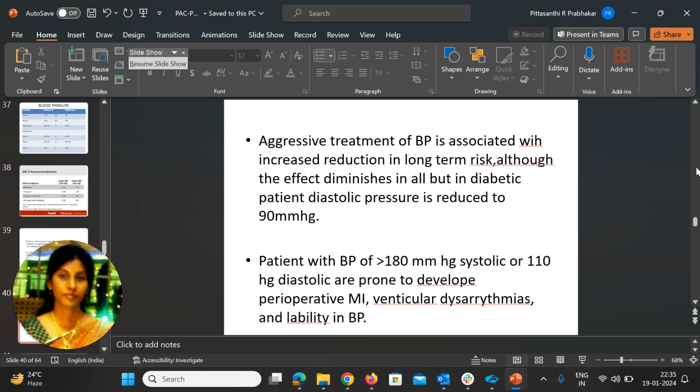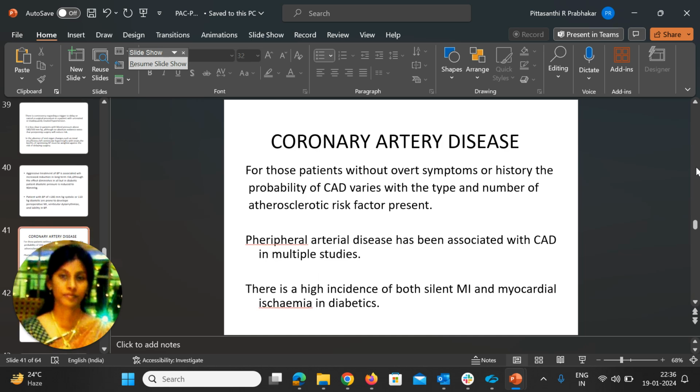Aggressive treatment of blood pressure is associated with increased reduction in long-term risk, although the effect diminishes in all. But in diabetic patients, diastolic blood pressure is reduced to 90. A patient with blood pressure of more than 180 systolic and more than 110 diastolic is more prone to develop perioperative MI, ventricular dysrhythmias, and lability in blood pressure.